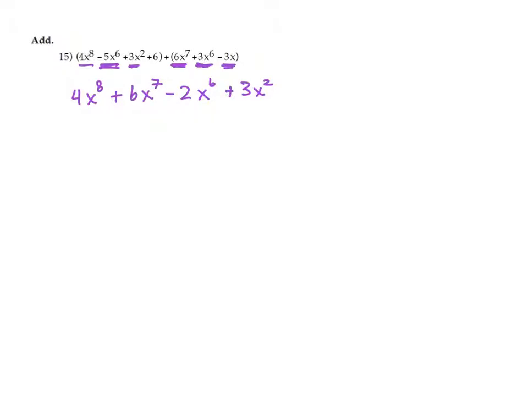Negative 3x, no match, so just write it. And just the constant term, just a plus 6. So that would be my addition. Notice that if this is an addition, I can really just disregard the brackets and just add things up.